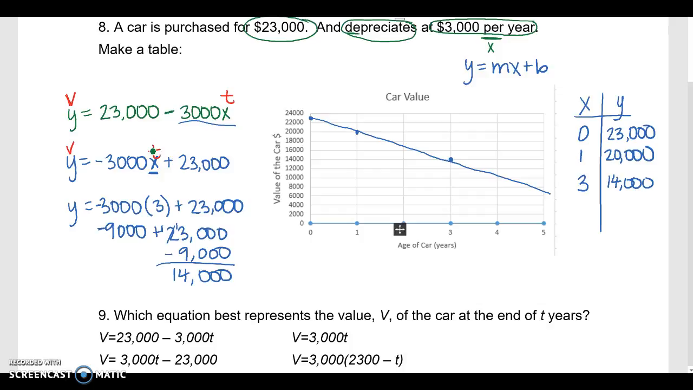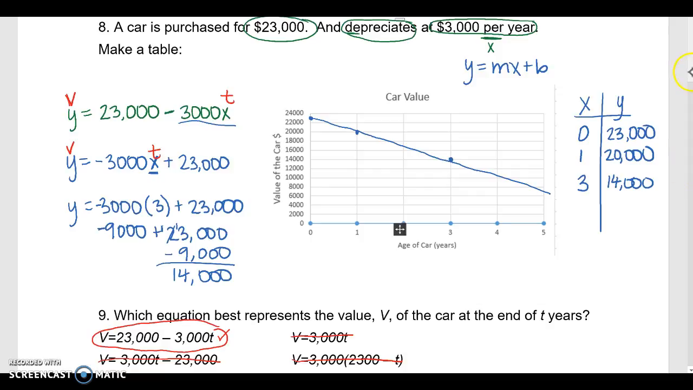So let's see if we can find the appropriate equation to match the ones we wrote. So v equals 23,000 minus 3,000 t. Well, wow, that looks awesome. Let's keep looking. V equals 3,000 t minus 23,000. Well, 23,000 is not supposed to be negative. 3,000 is, so that's wrong. 3,000 t, well, they don't have the 23,000 in there anywhere. We're not multiplying. This says 2,300, so that's definitely wrong. So the equation that represents this relationship is 23,000 minus 3,000 t.